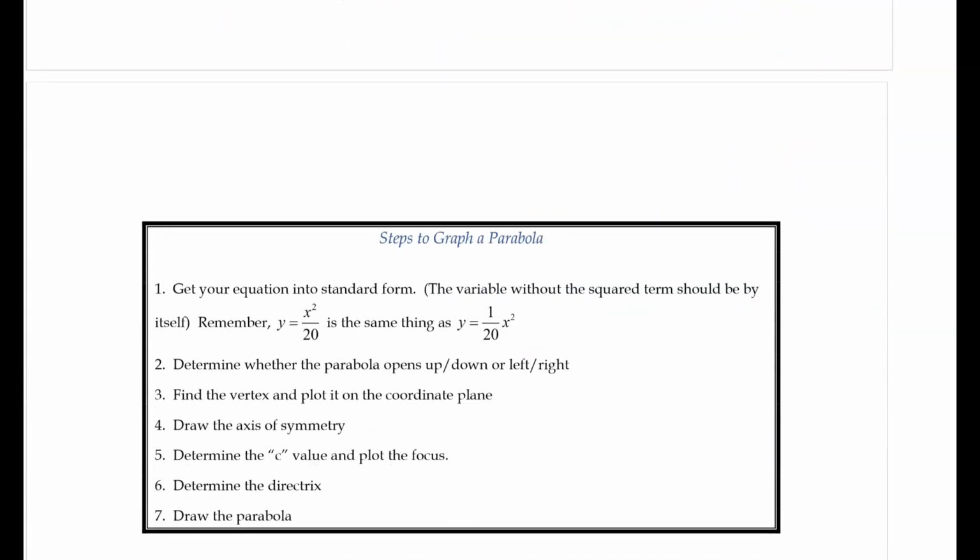Now, I have a step-by-step process for doing this that will hopefully help you. But again, completing the square is going to be huge, but also just carefully watching the examples that I give you is helpful. And plus, your textbook has very solid examples as well.